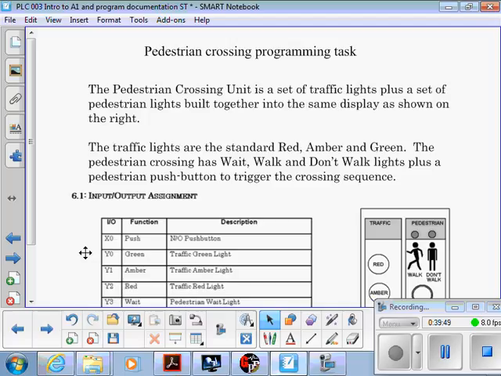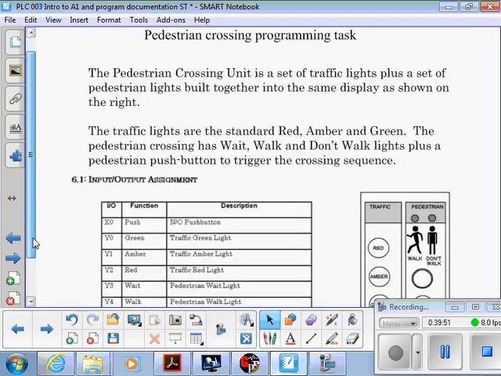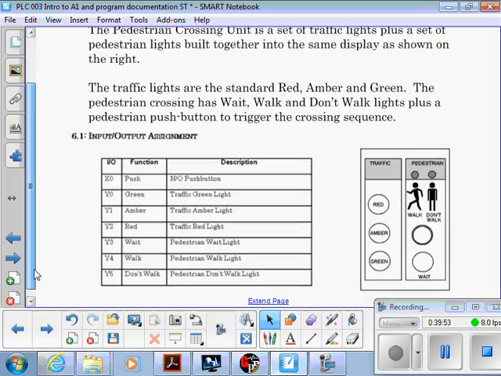So the first piece of information you've got about this is that there's a standard set of lights with red, amber and green, and then the pedestrian crossing's got a wait, a walk and a don't walk light, plus a push button to request a crossing. Yeah?